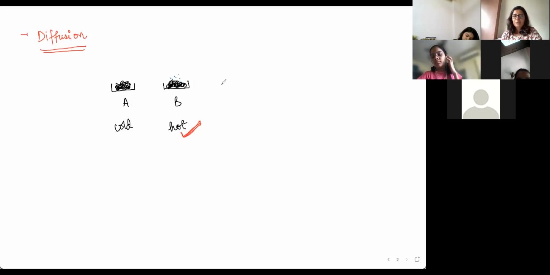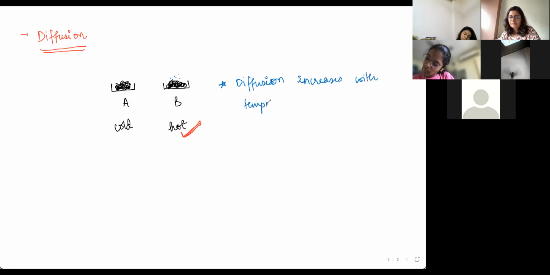Yeah, so that's another important point. Key: diffusion increases with temperature. Particles move with a greater velocity, so they diffuse faster at hotter, higher temperatures. Okay, so this is the concept, but the kind of questions you'll be asked are mostly application based questions.